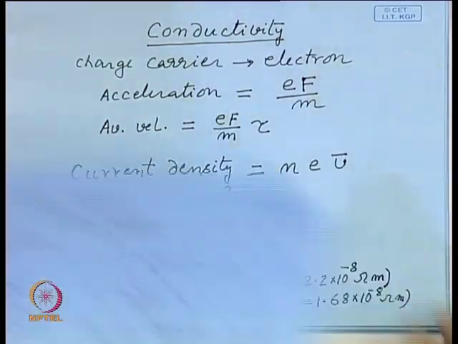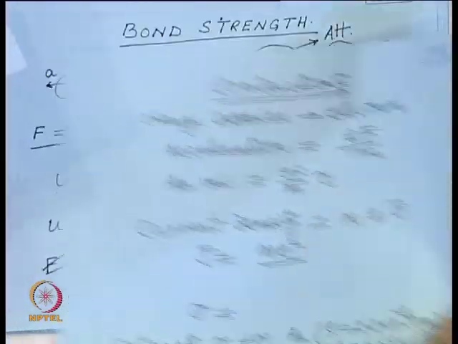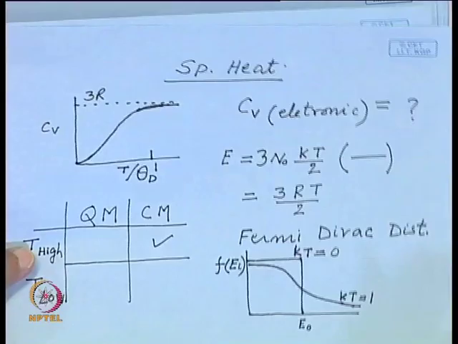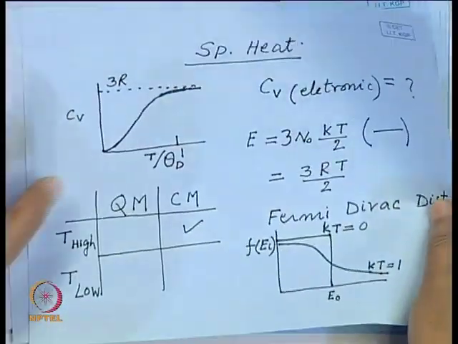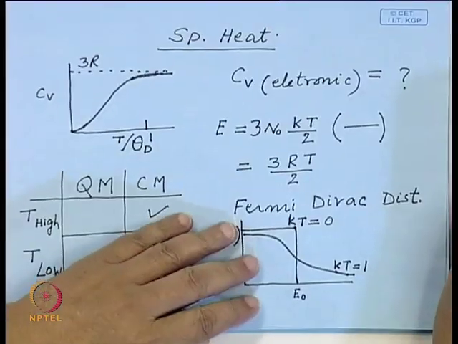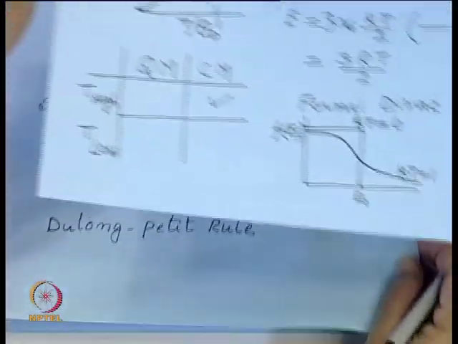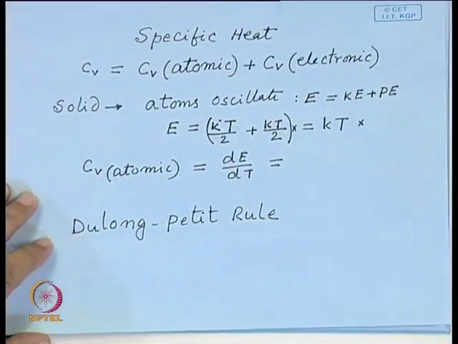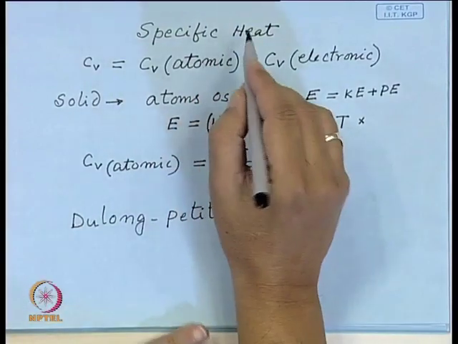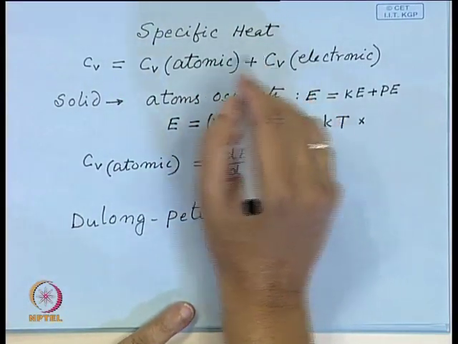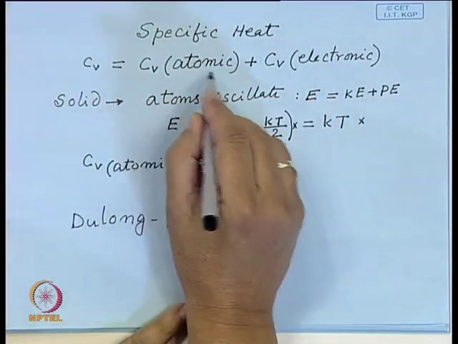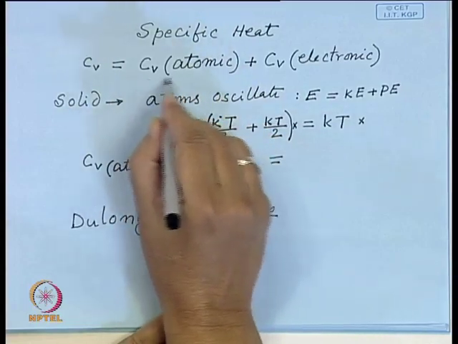Now, let us try to look at that atomic bond structure, and find out what is the specific heat of a solid. To calculate specific heat, there are two components.